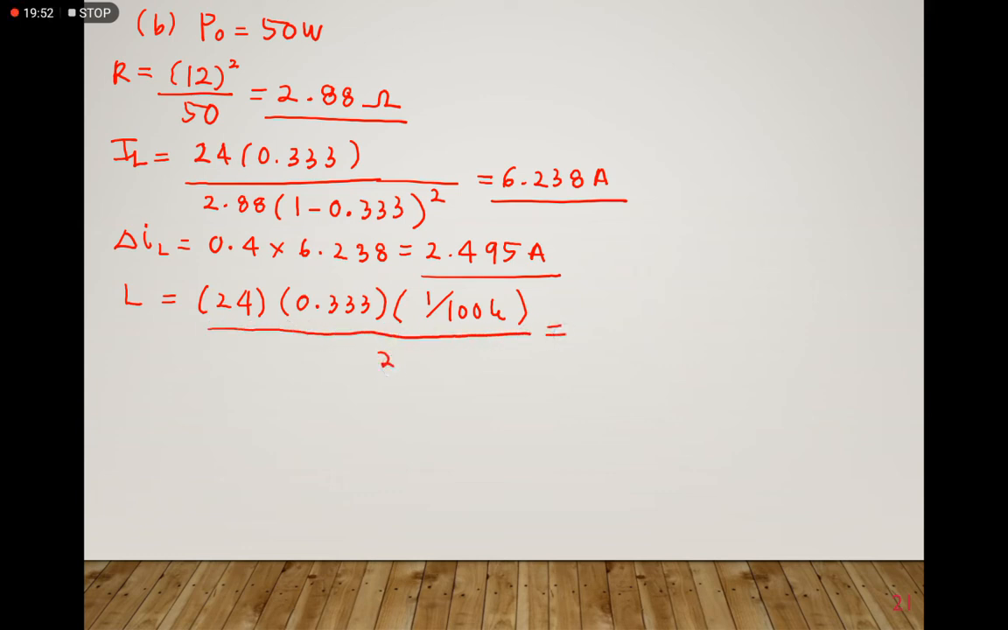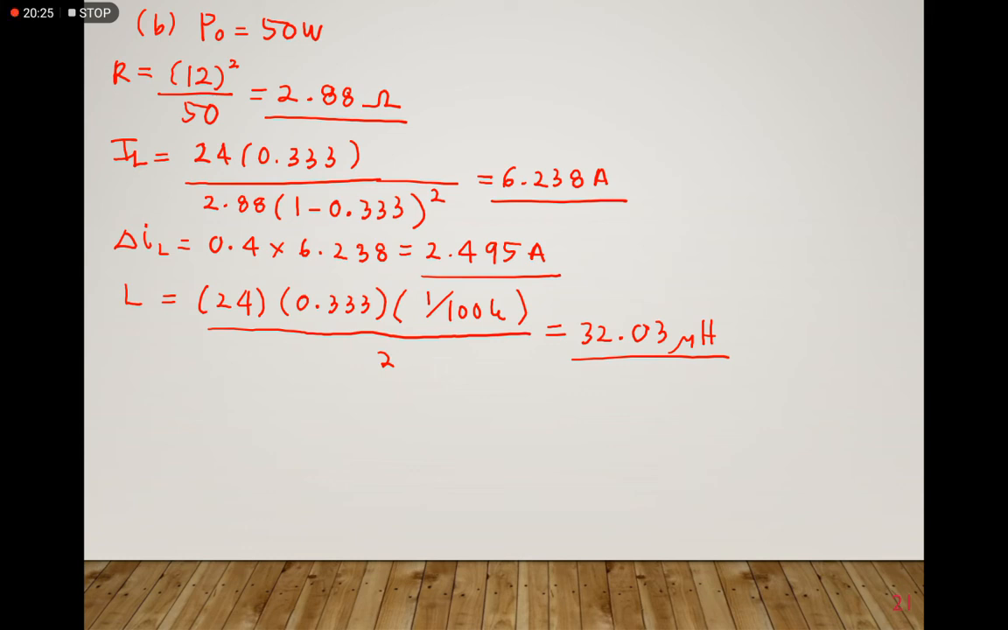Okay, the L that you should get will be 32.03 microhenry. If you refer back to part A, you can see that the value of your inductor is being reduced by almost half, right? So you need to check whether your converter still operates in CCM or has already fallen into DCM.